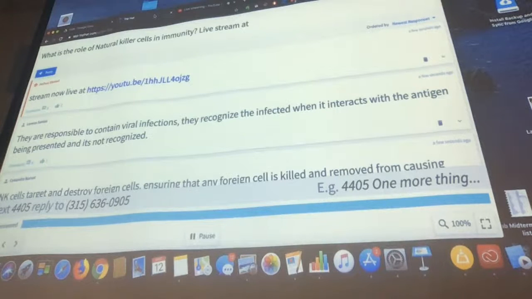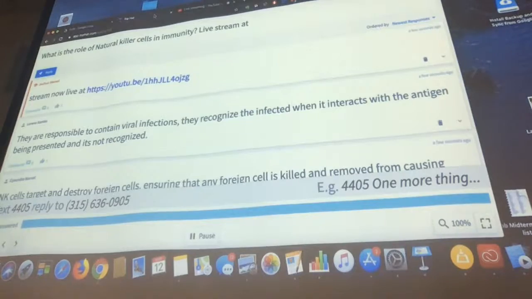So ones that present abnormally, ones that present non-self antigens, are going to be killed by cytotoxic T cells. What was the other thing you were going to say? Or that don't? That don't present any antigens. Yes. Those are the ones that are killed by natural killer cells. Natural killer cells kill cells that don't present antigens on an MHC1.